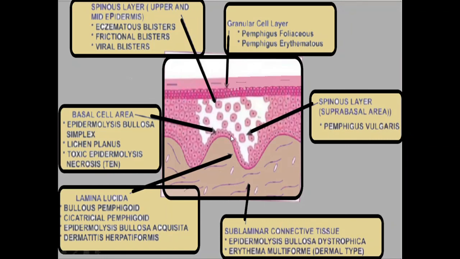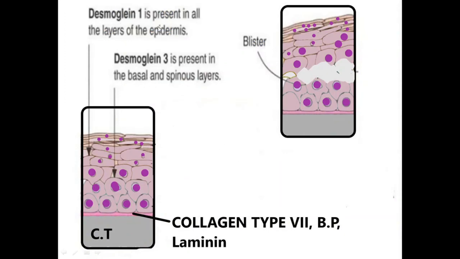So once we know for which part of the body the antibody is formed, we know where exactly the disease will be. So if the granular cell layer is affected, it is seen in pemphigus foliaceus and pemphigus erythematosus. Spinous layer in pemphigus vulgaris, and hence bulla formation will be there in the spinous layer. Desmoglein 1 is present in the upper layers of the epidermis, as I have already told you, and desmoglein 3 is present in the basal and spinous layer. So the antibody will form against them and there will be bulla in the spinous layer.